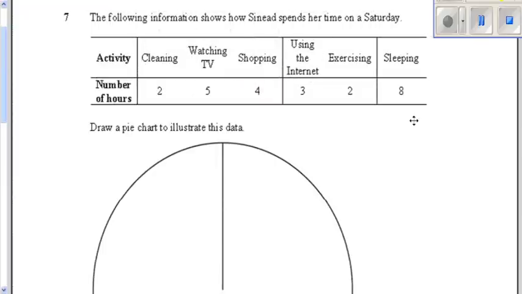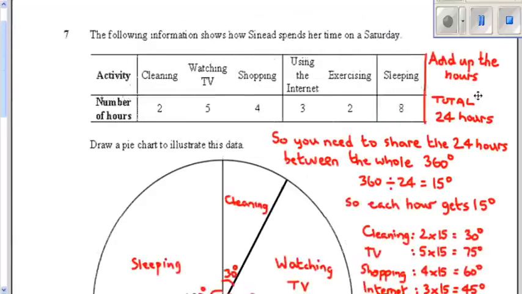Okay, here's question 7. It's a pie chart question. So really, probably all you can do if you're looking at this online is just to calculate the angles. So if you want to stop the video and calculate the angles there, and then we'll go through the solution in a moment.